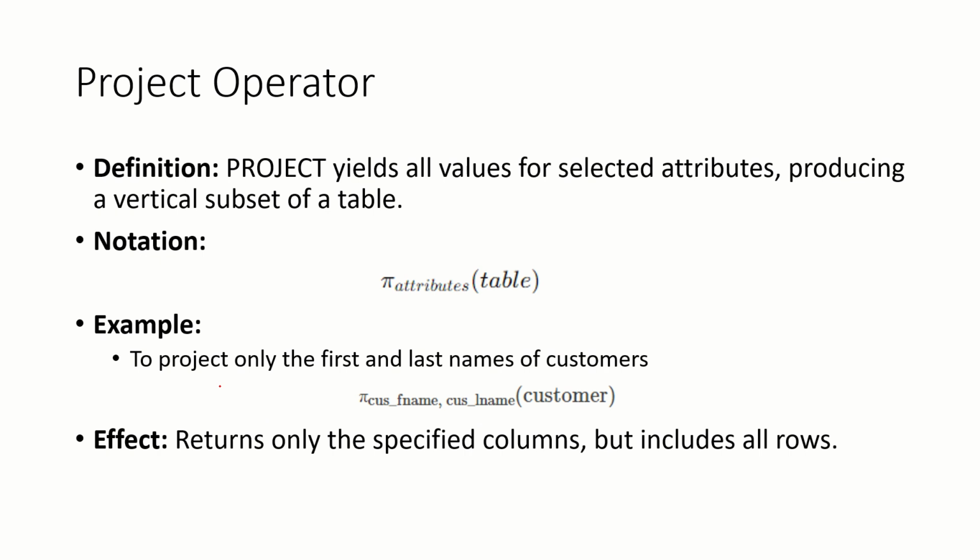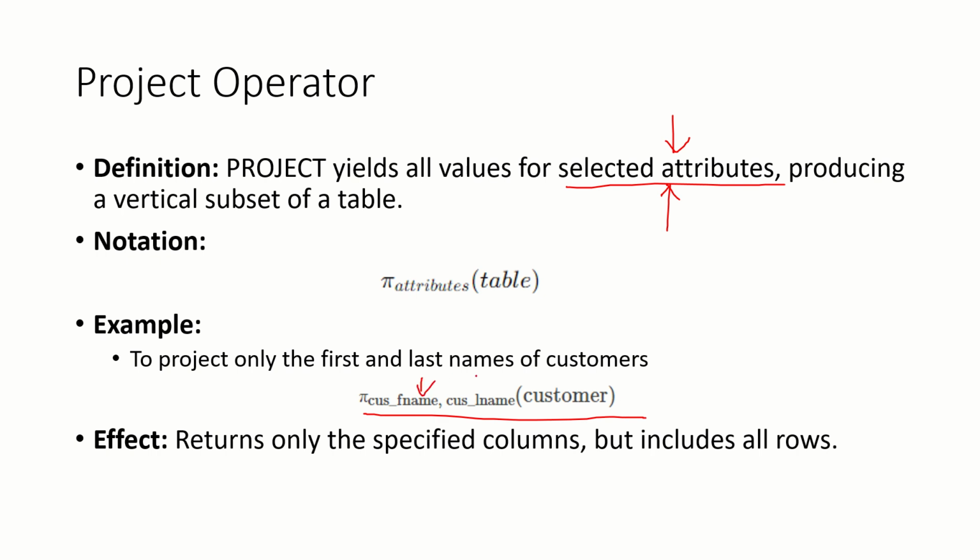Project operator. So the project operator will create all values for the selected attribute. That means they only produce the records based on the selected attribute. Okay, that means this table has so many different attributes, but we only display certain attributes and create a new table. Okay, this is the way how we write.